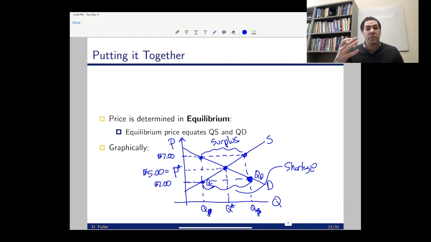Take from a previous video, the Packers tickets example. At the current market price, there's always a shortage for Packers tickets. More people want to buy them than the Packers are willing to supply at that current price. So in theory, in a competitive market, the price is always going to adjust to get rid of those shortages and surpluses to the point where quantity demanded equals quantity supplied. There's no momentum to change.